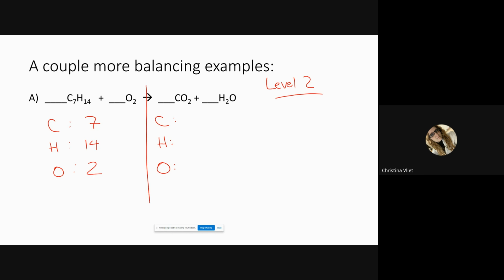On the other side, how many carbons do we have? Hydrogen and oxygen, right? And what I usually do is I make a little note for myself that I had to do 2 plus 1 to equal 3, right? So I've got this situation going on. Everything's wrong right now. Nothing is balanced. How do we start fixing it?